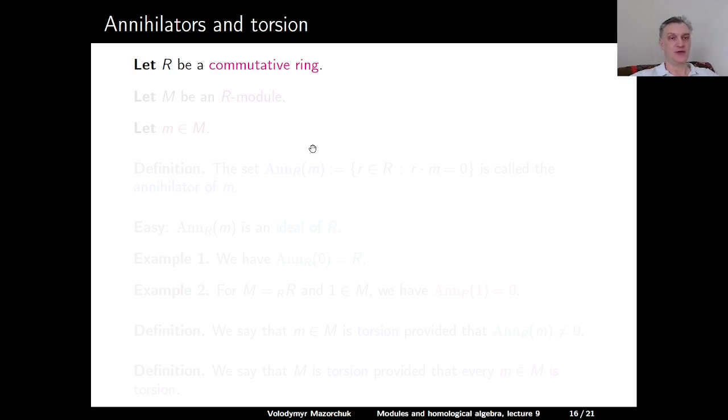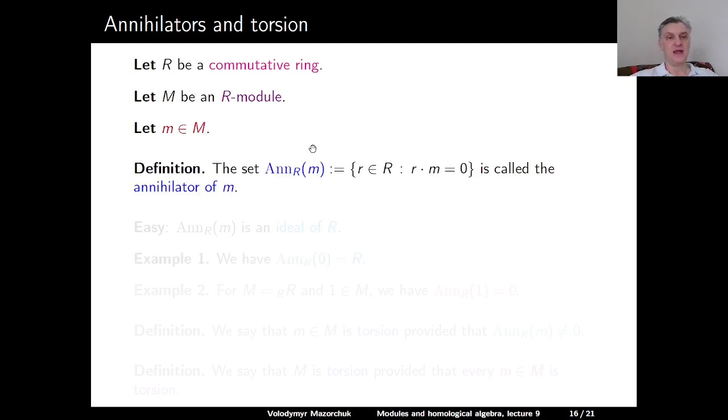So let R be a commutative ring and M an R module. Let little m be an element in M. Definition: the set of all elements in R which applied to m give 0 is called the annihilator of our element little m. It is very easy to check that the set is an ideal of R. The annihilator of each element in each module is a certain ideal of R. For example, the annihilator of the 0 element is the whole ring R.